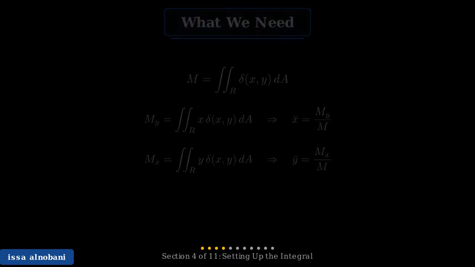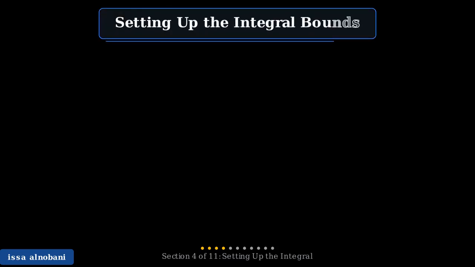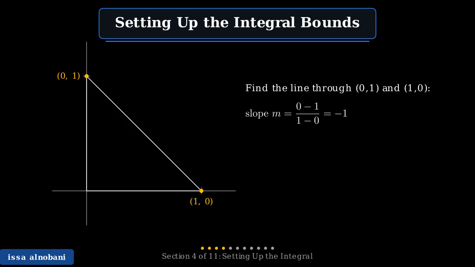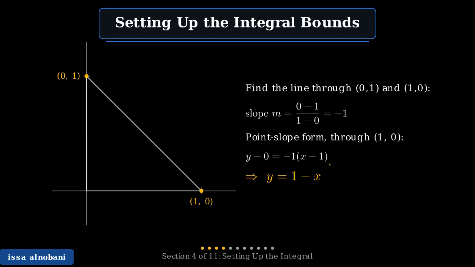Let's find the equation of the hypotenuse first, since it will define the upper boundary of our region. It's the line connecting the points (0, 1) and (1, 0). The slope is the change in y over the change in x, (0 − 1) over (1 − 0), which equals −1. Using the point (1, 0) with this slope, we get y − 0 = −1(x − 1), which simplifies to y = 1 − x.